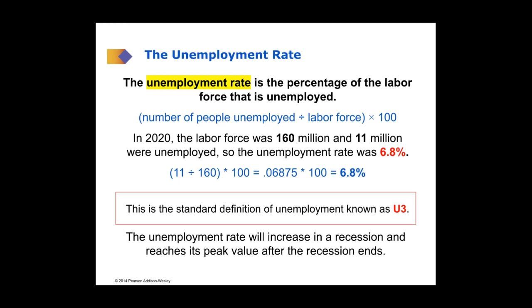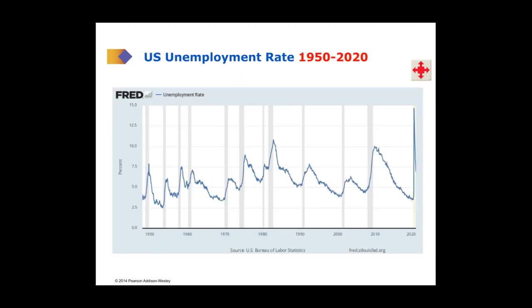And then during boom times or periods of economic growth and activity, the unemployment rate will come down. So there's a relationship between the growth in the economy and unemployment, as we would expect. Here's an example of the unemployment rate, the U3 rate, over the last 70 years. You can see times when it's in this 4% range, and then times when it's much higher. It comes up and down.